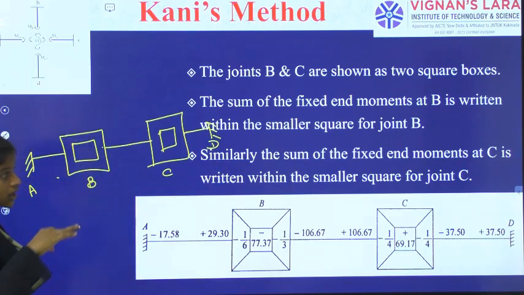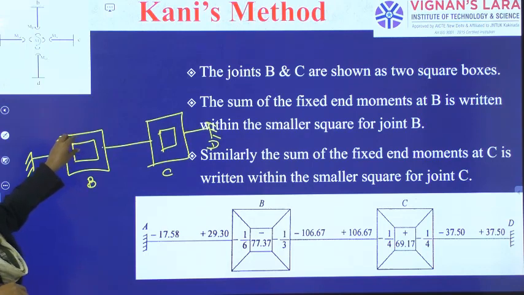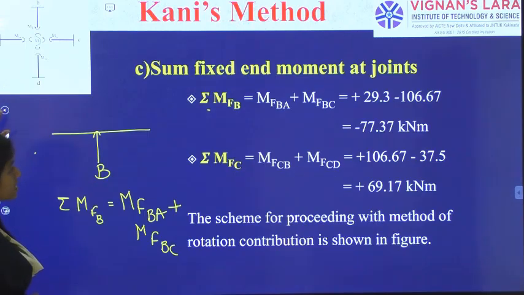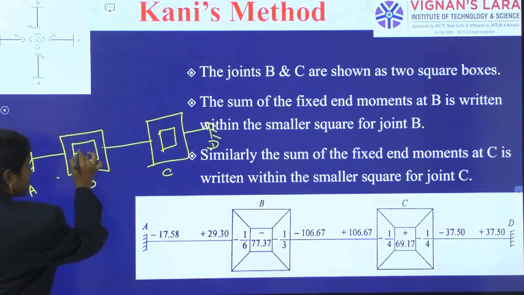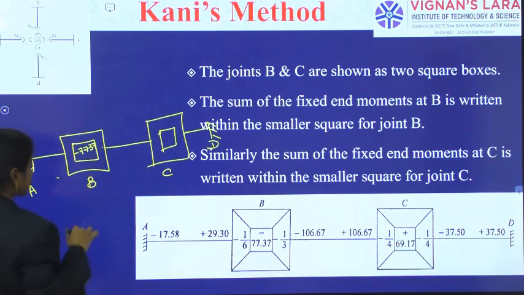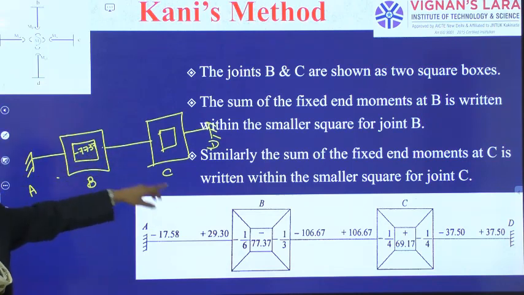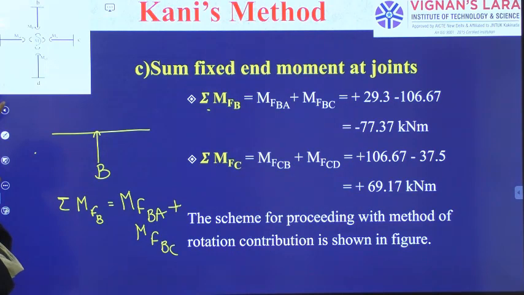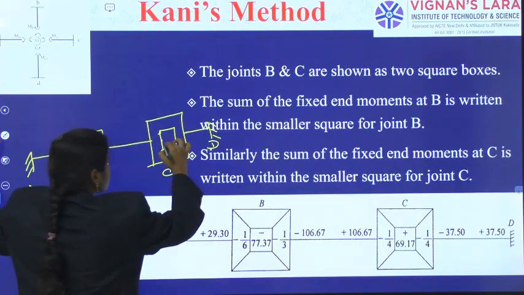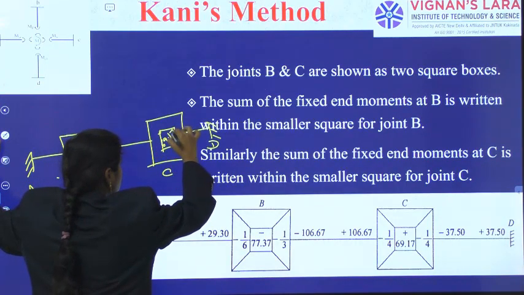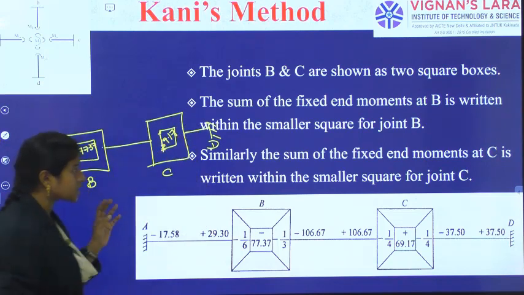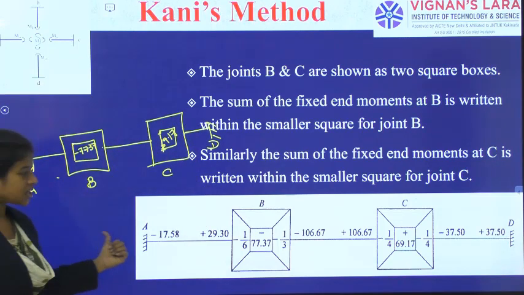Now, in the smallest center box, the sum of the fixed moments we calculated in the previous step, that quantity I have to write: minus 77.37. And then the next thing is C. Similarly, the fixed moment at C is 69.17, with whatever sign I have got. So this way the picture was developed.